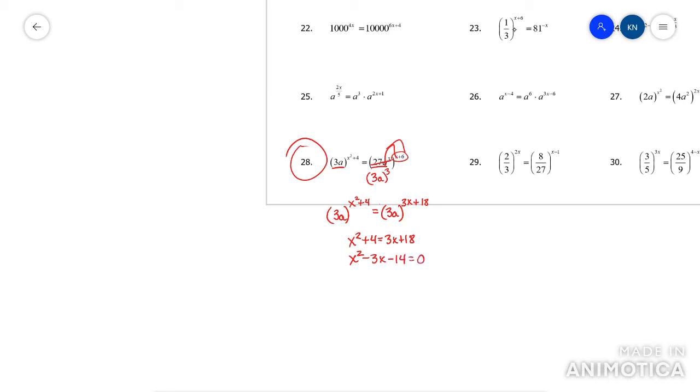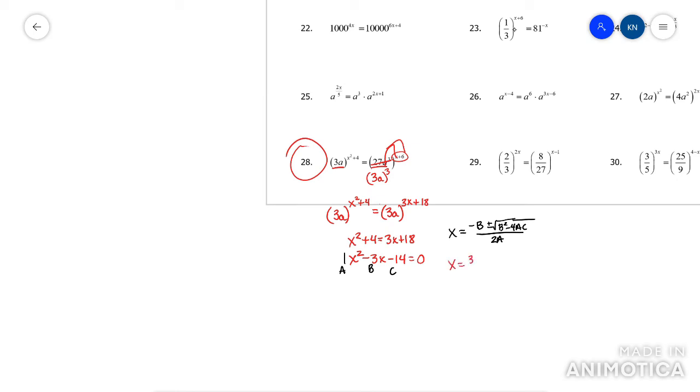Okay, well, this does not factor. So when it does not factor, you have to run your favorite thing in the world, the quadratic formula. So you get x equals negative b plus or minus the square root of b squared minus 4ac, all over 2a. All right, so now just plug it in. a is 1, b is negative 3, c is negative 14. Just watch your signs when you plug it in. So the negative b part just means change the sign of b.